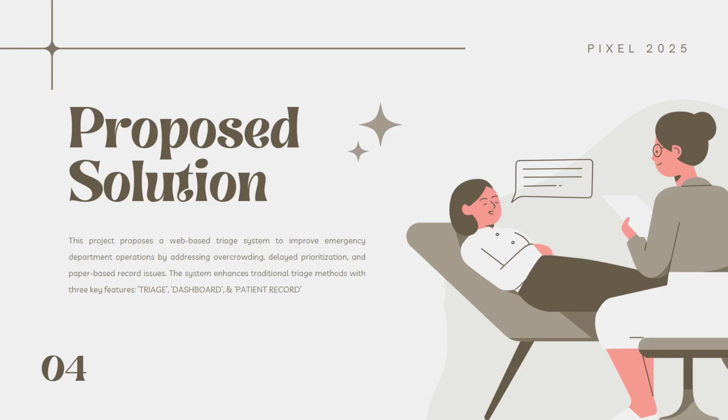This project proposed a web-based triage system to improve emergency department operations by addressing overcrowding, delayed prioritization, and paper-based record issues. The system enhanced traditional triage methods with three key features, which are triage, dashboard, and patient record feature.